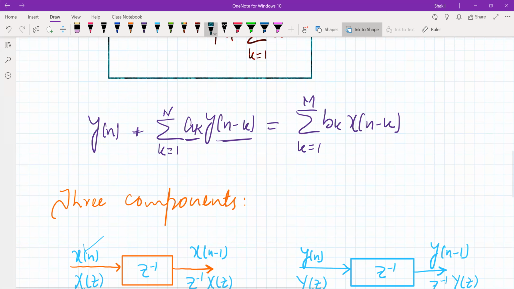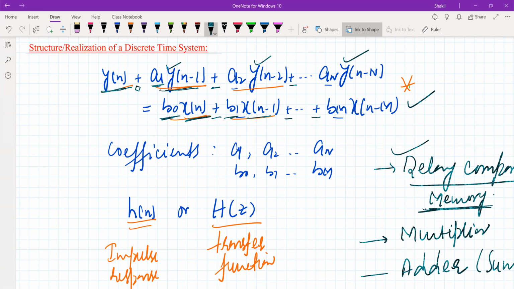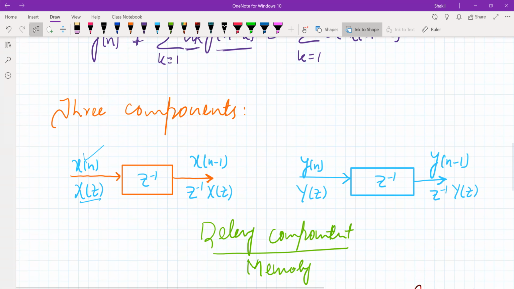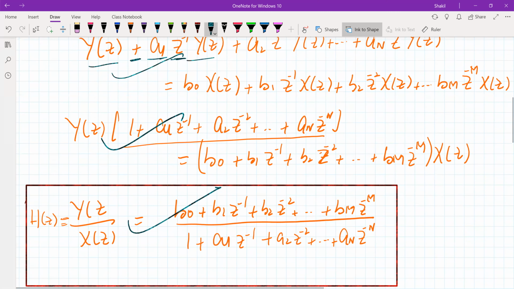Now, how many multipliers are required here? If you look at this, there is one multiplier, two, so on up to n multipliers for the output, and 1, 2, so on up to m plus 1 multipliers. So m plus 1 plus n multipliers. This is the total number of multipliers that is required here. So the total number of multipliers that will be required is n plus m plus 1. This is the total number of multipliers that will be required to realize this nth order difference equation.